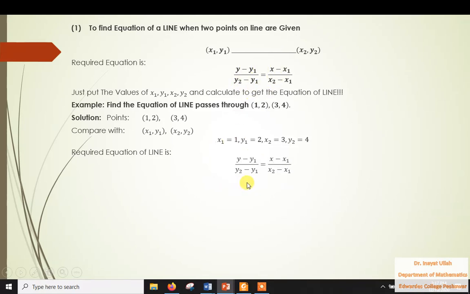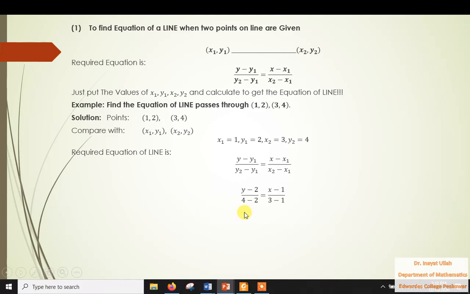We need to replace the values of y1, x1 and y2, x2 here. The value of y1 is 2, so replacing y1 by 2. x1 is 1, so replacing x1 by 1. y2 is 4, so replacing y2 by 4. y1 is again 2, so replacing y1 by 2. Similarly, replacing x2 by 3 here and x1 by 1 there, and simplifying this equation.